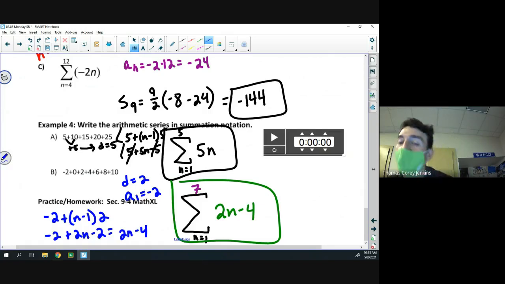All right. And then we can see it works, right? If we plug in 1, we get out negative 2. If we plug in 3, we get out 2, right? It should work for any term in the sequence.